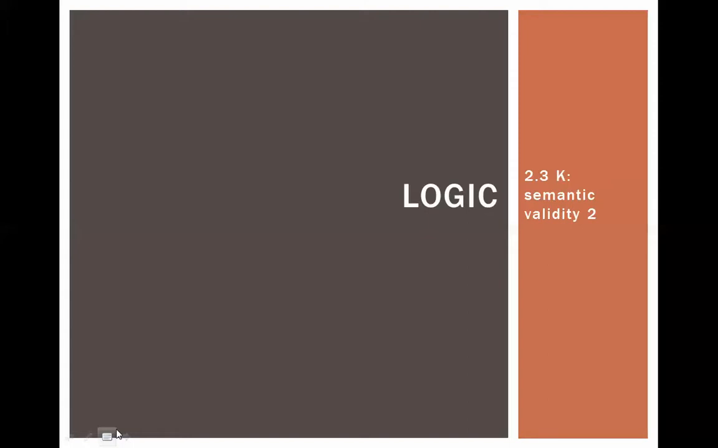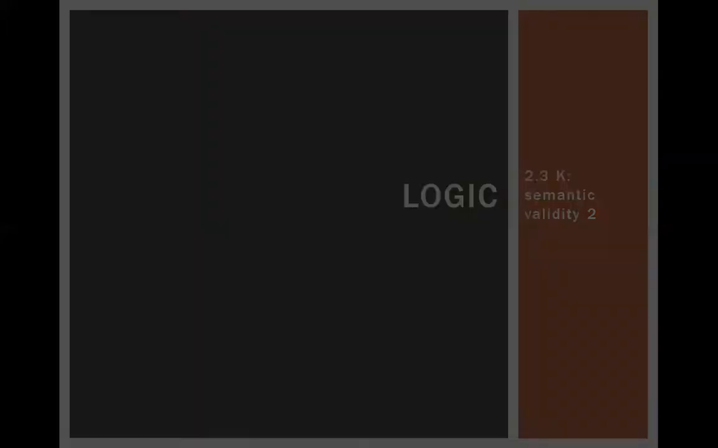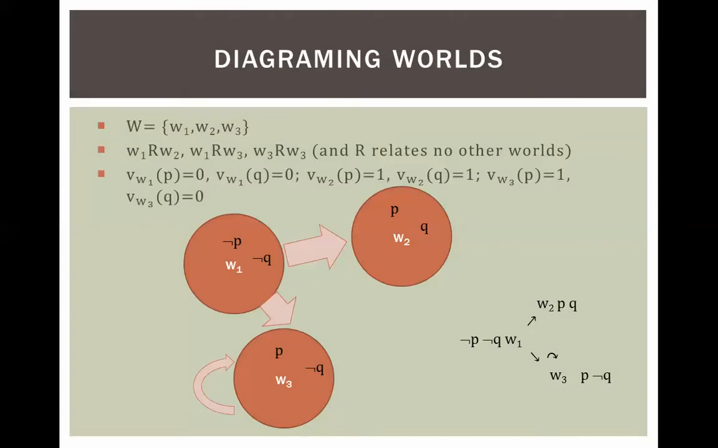All right, this is the second part of semantic validity for modal logic for the system K. We'll talk about a few different things in this video. The first one will be how to diagram worlds. So let's say we have this scenario right here.